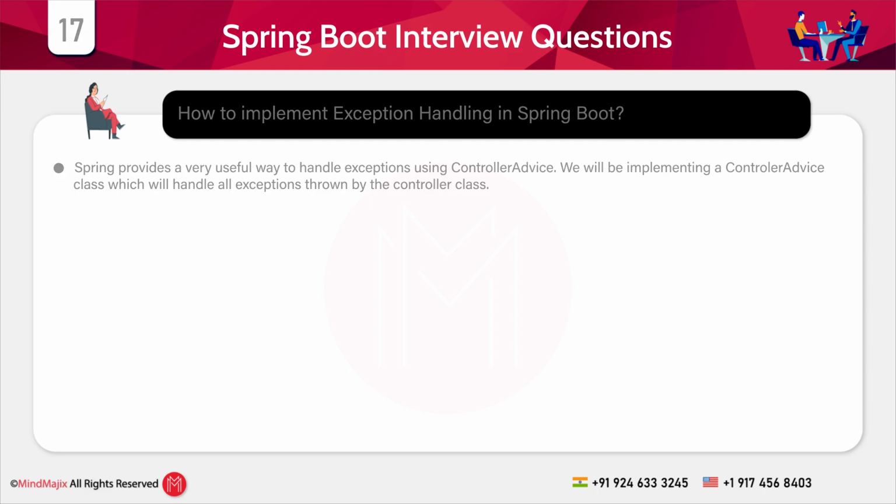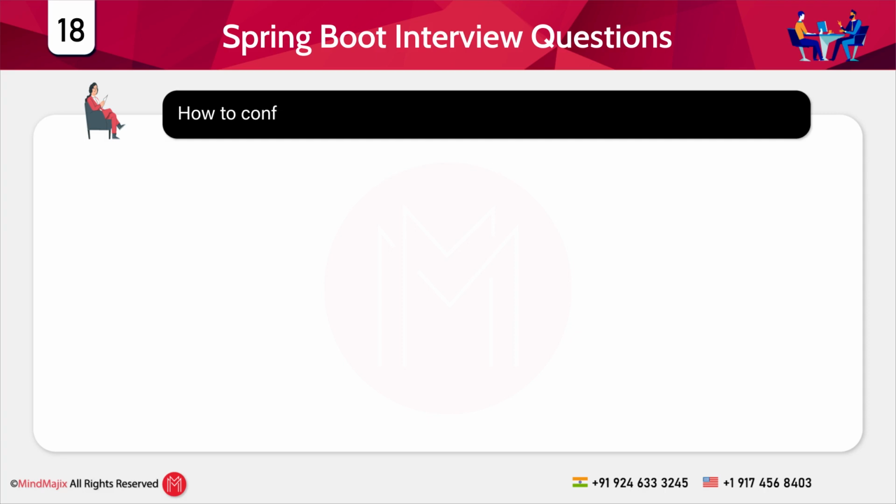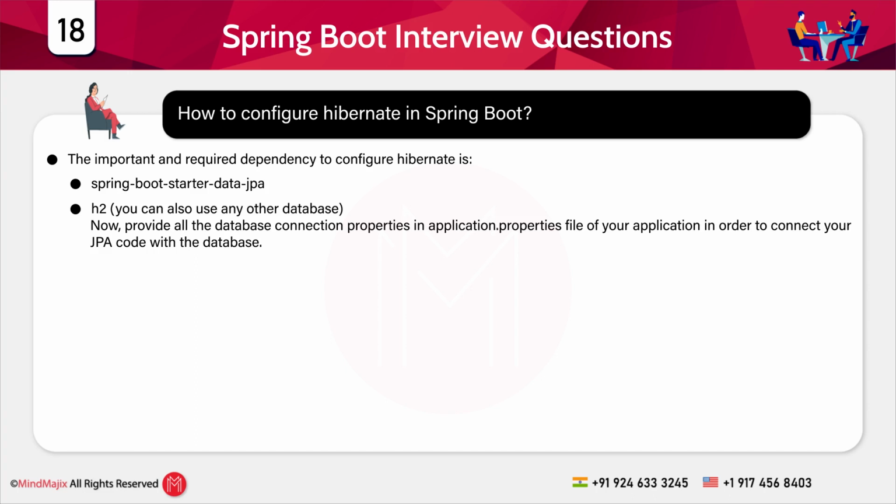One more question is how to configure Hibernate in Spring Boot. To be frank, if you want to configure Hibernate in Spring Boot, you need not bother about all the Hibernate dependencies. You just need to work with one simple starter dependency, that is spring-boot-starter-data-jpa. If you are working with H2 database or MySQL, or any other database, you need to provide all the database connection properties in the application.properties file in order to connect your JPA code with the database.